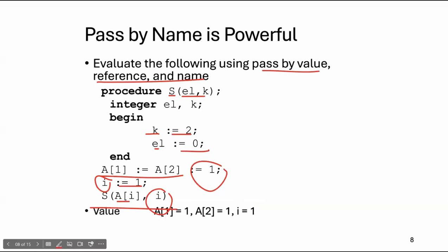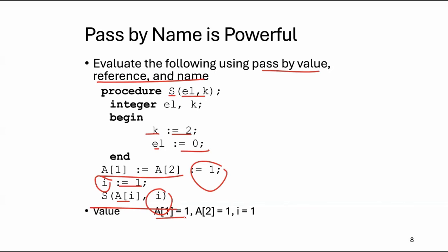Let's evaluate it by pass by value, pass by reference, and pass by name. With pass by value, A of 1, A of 2, and I are basically going to stay the same, because if you remember, in pass by value you copy whatever value, you send it to the procedure, and the actual parameters are never affected. Only the formal parameters are affected inside the procedure. So A of 1 is going to stay 1, A of 2 is going to stay 1, and I is going to stay 1.